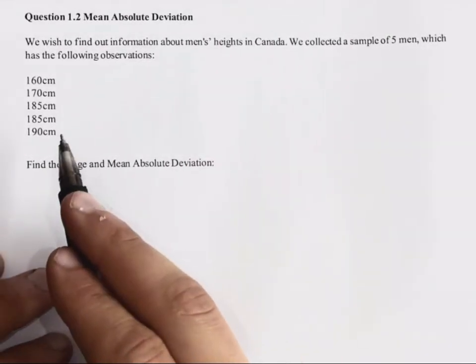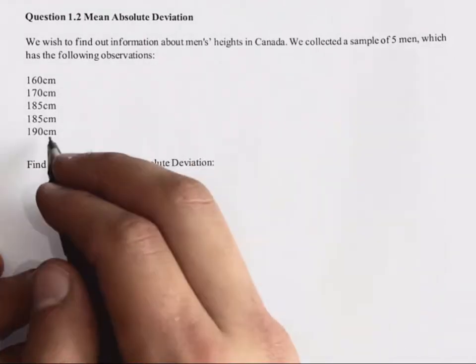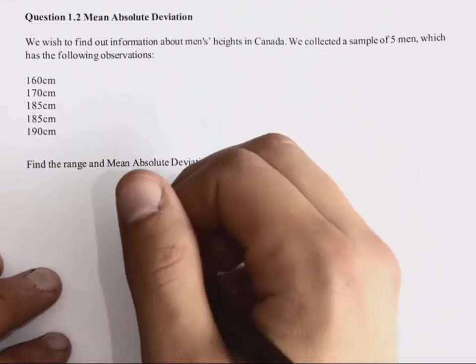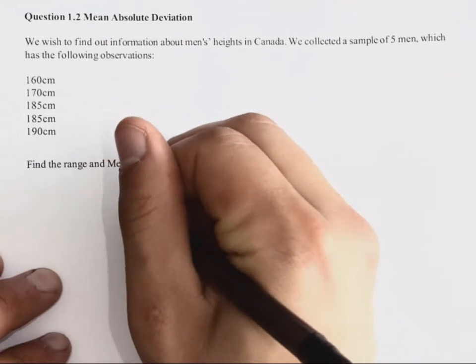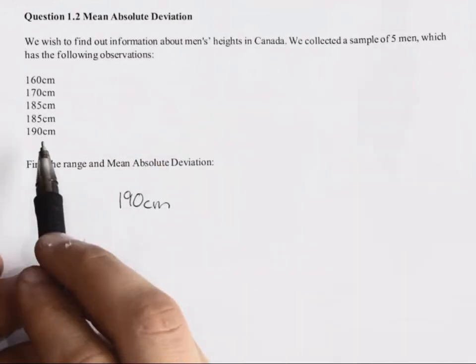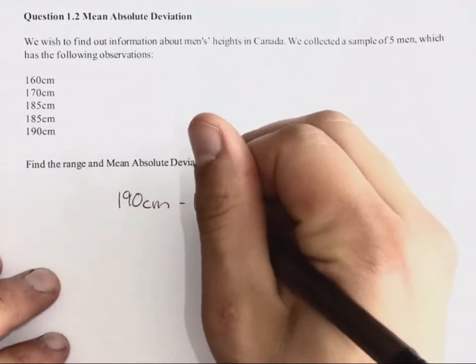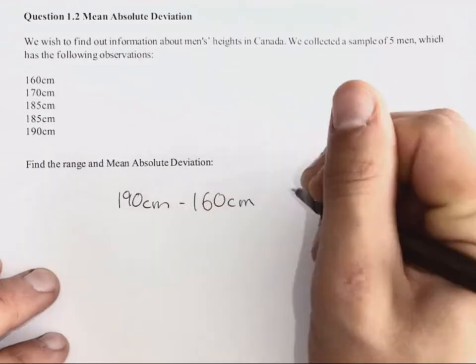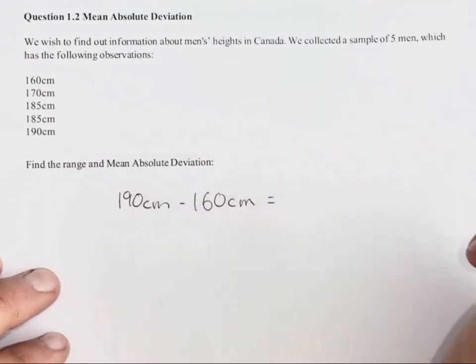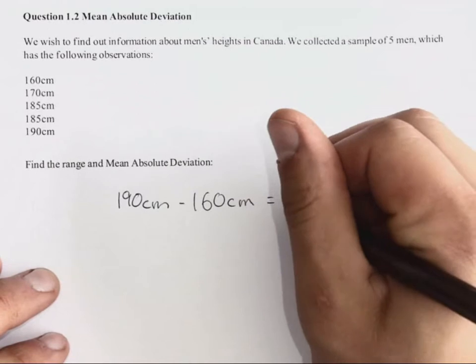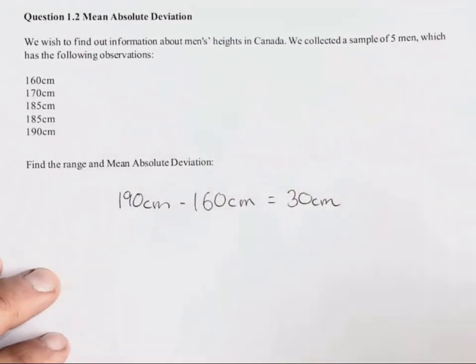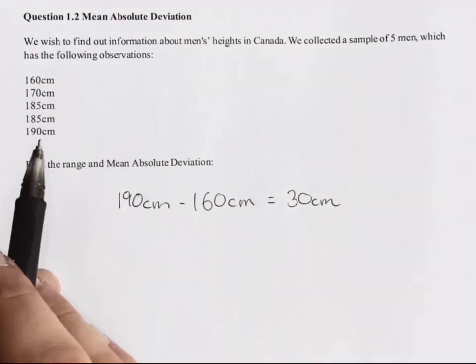So here you can see that our highest amount would be 190 centimeters. And our lowest amount here is 160 centimeters. So that means we have a range of 30 centimeters. All of our data falls within 30 centimeters.